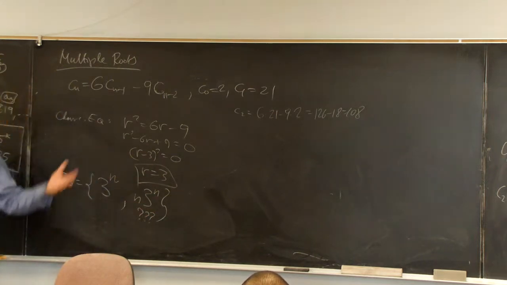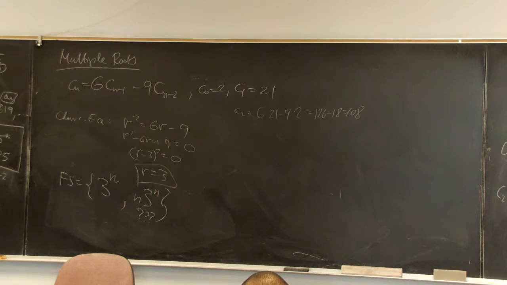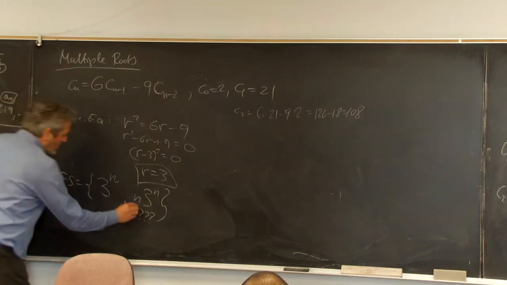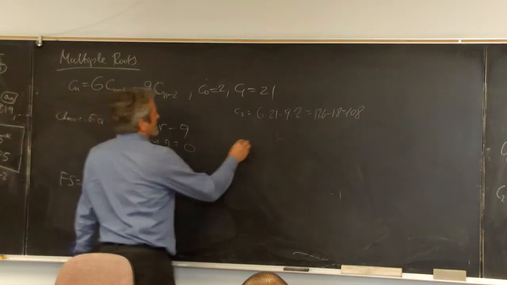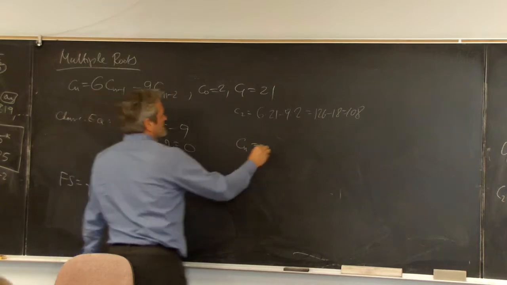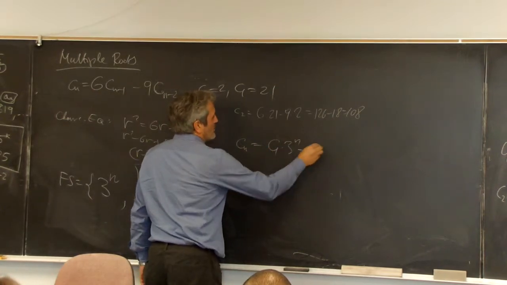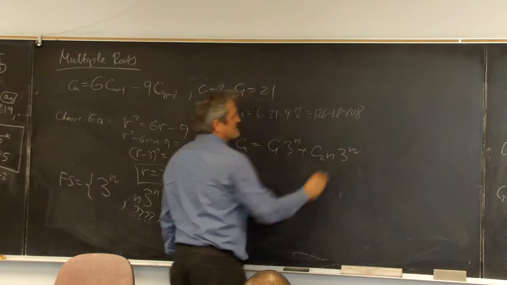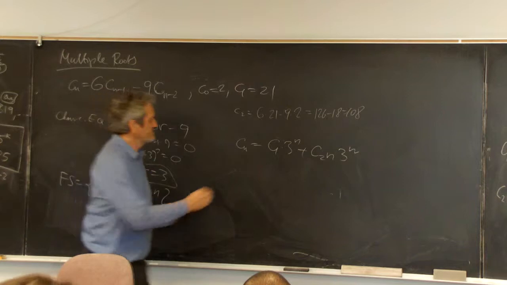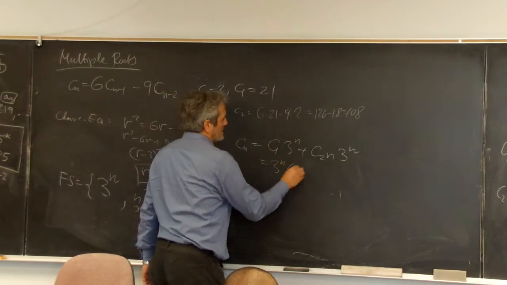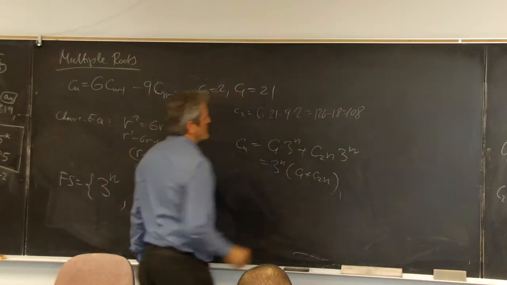I'll answer it in a second. I'll show you the theorem, but let me finish the problem first. If we say that it is a solution, we are not convinced yet, but we'll come back to that. Then we finish it: Cn equals C1 times 3 to the n plus C2 n times 3 to the n, which even makes it nicer. Can I factor out 3 to the n now? Yes: 3 to the n times C1 plus C2 n.